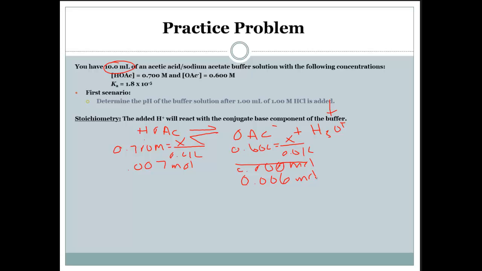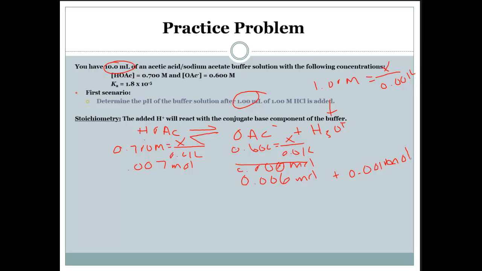Now we're going to be adding the H plus. So let's figure out the moles that we're adding real fast. 1.00 molar is equal to X over 0.001 liters, because I changed the milliliters to liters. Cross multiply. So we're adding 0.001 moles.